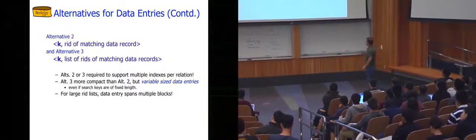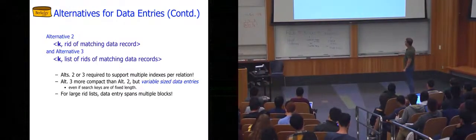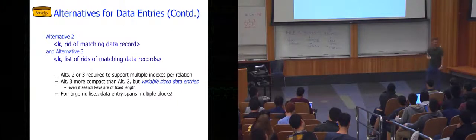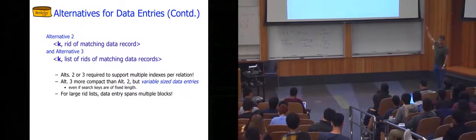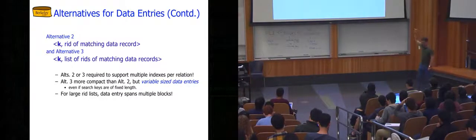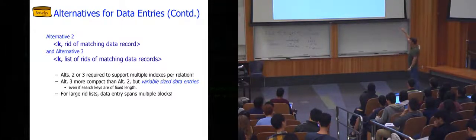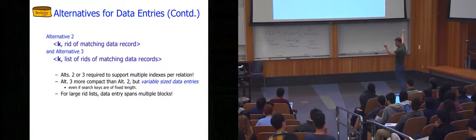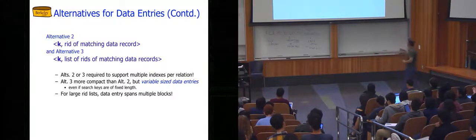All right, alternative 3 takes up a little less space than alternative 2 because you store each key exactly once. In alternative 2, you store each key as many times as there are records with that key. Right? So if the last name Wu is very popular, you'd have it copied over and over in alternative 2. Whereas in alternative 3, you would say Wu, comma, list of IDs associated with it.